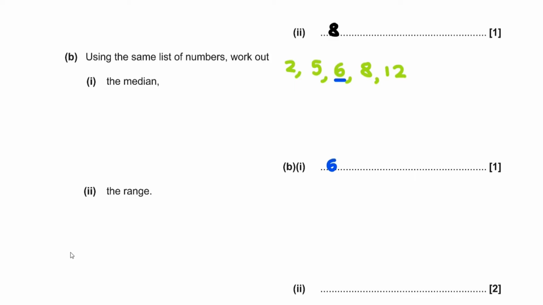We now have to work out the range. The range is the largest number, subtract the smallest number. We've got the largest number 12, subtract the smallest number 2, so you will find the range to equal 10.